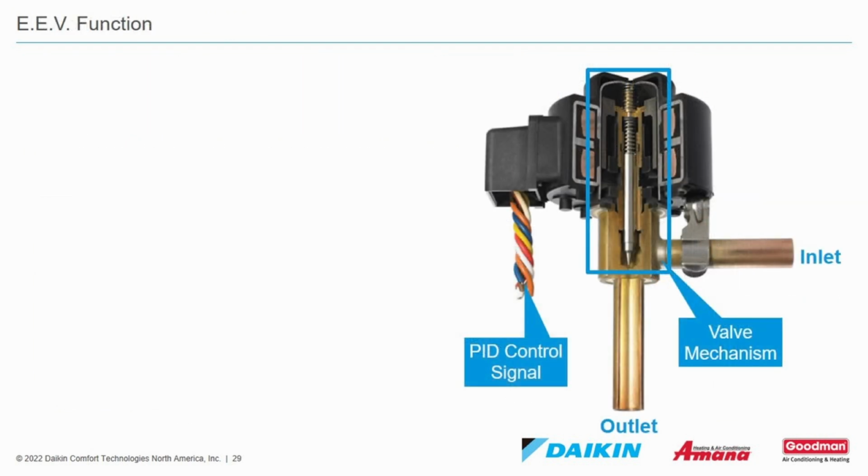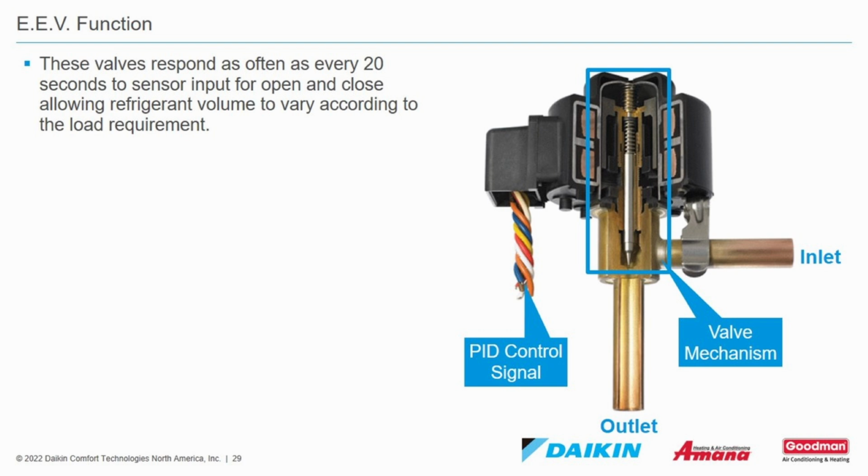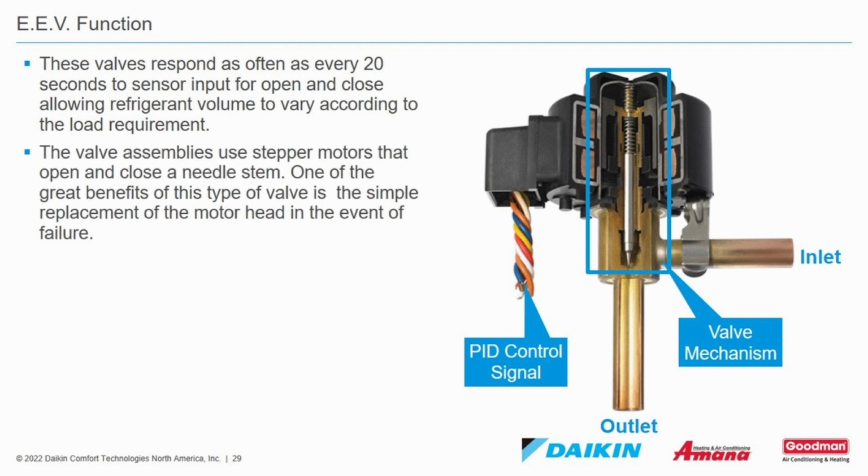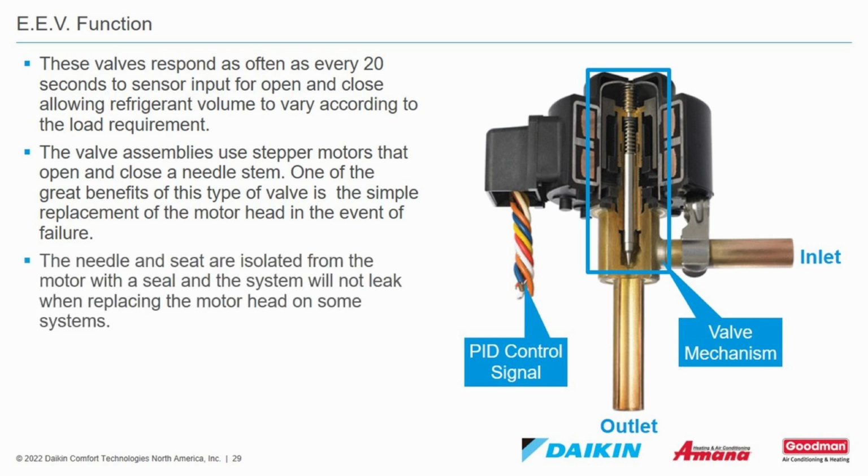EEV function. These valves respond as often as every 20 seconds to sensor input for open or close, allowing refrigerant volume to vary according to the load requirement. The valve assemblies use stepper motors that open and close a needle stem. One of the great benefits of this type of valve is the simple replacement of the motor head in the event of a failure. The needle and seat are isolated from the motor with a seal, and the system will not leak when replacing the motor head on some systems.